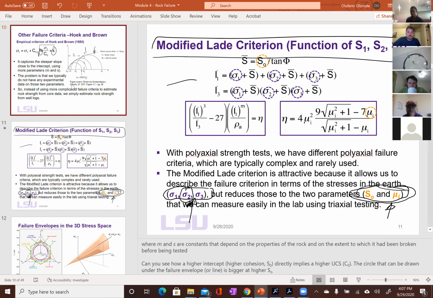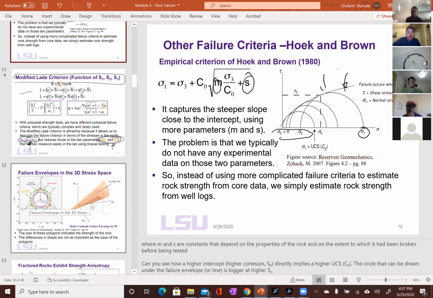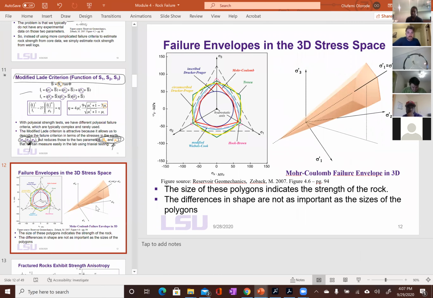This one, Hoek and Brown, the advantage is you can get the curve, so you don't overestimate the rock strength at different confining stresses. But the weakness of both of them and any other failure criteria is we don't have core on all the formations we want.